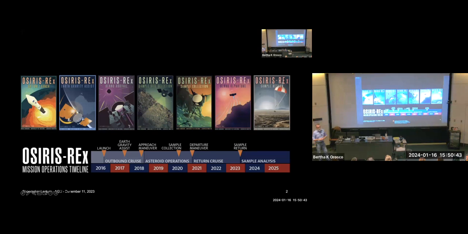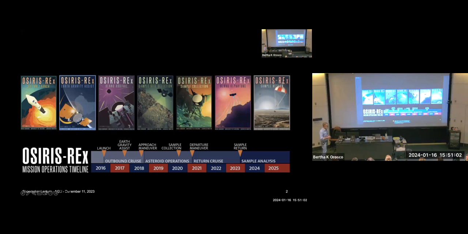Here's an overview of the operations timeline of the program. You've probably seen a lot of our commemorative posters. We have the complete collection now with sample return in 2023. We put one out every year since 2013. And these are the operational ones. We launched in September of 2016.